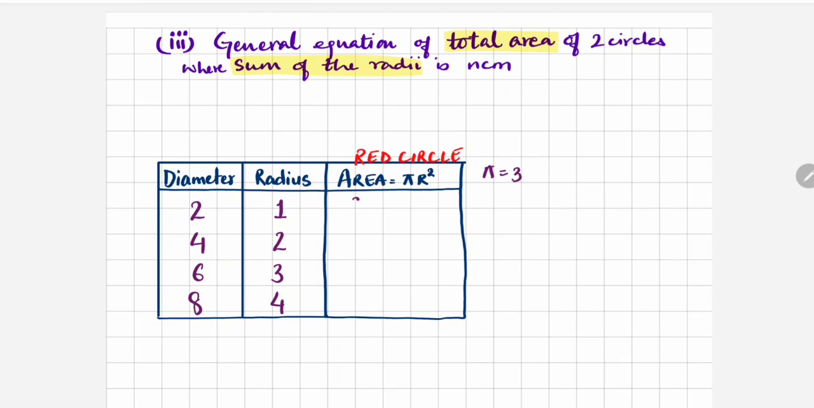Right, so it is going to be 3 times r square is 1, which will give us 3. 2 square is going to give us 2 times 2 is 4 times 3 is 12. 3 times 3 square is 9 times 3 is 27, and 3 times 4 square is 4 times 4 is 16, 16 times 3 is 48. All right, and these are the areas of the red circle.